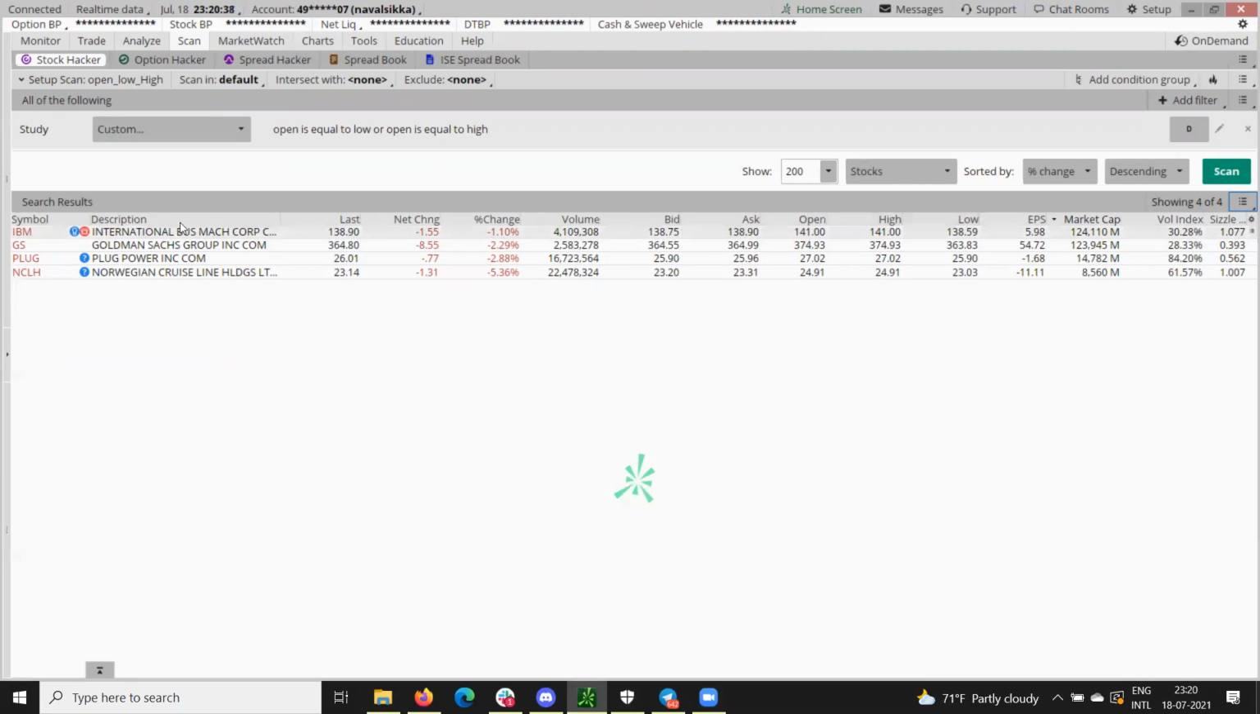Once you see them, like in the case of IBM, supposedly you know nothing about the stock market and just want to do a paper trade. This scanner will help you find the simplest way to make dollars in the stock market. Just treat it like an ATM. Run this scanner and find open equal to high. Whenever there is open equal to high, just short that. Your stop loss is your price at open.